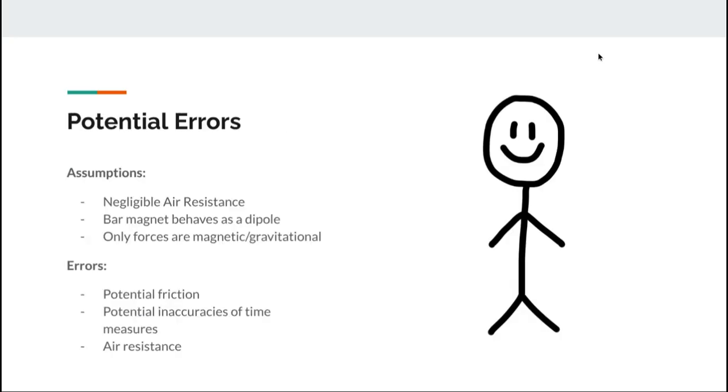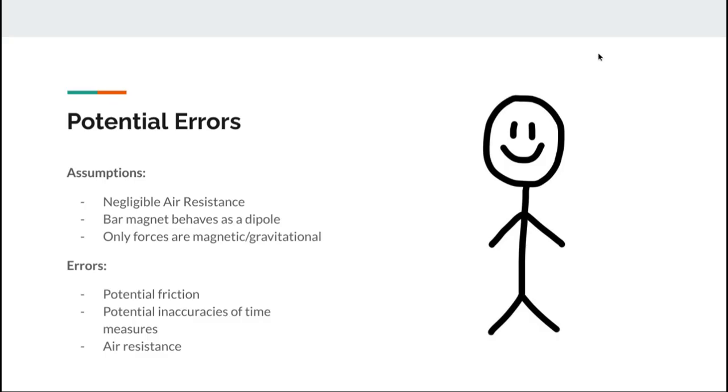So potential errors. First, our assumptions. Of course, we negated air resistance. The bar magnet behaved as a dipole in our experiment, and we assumed that the only forces acting on the magnet were the magnetic and the gravitational forces. We disregarded anything else. And then potential error, potential friction, which was just caused by the magnet touching the tube as it falls, touching the sides of it.